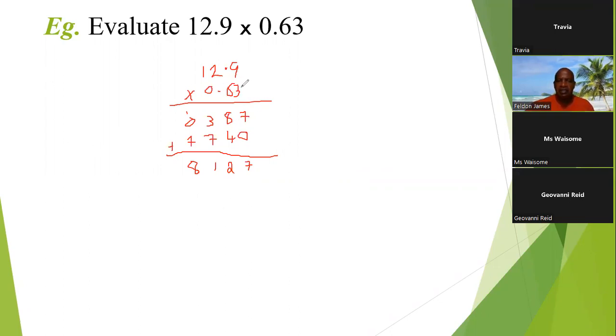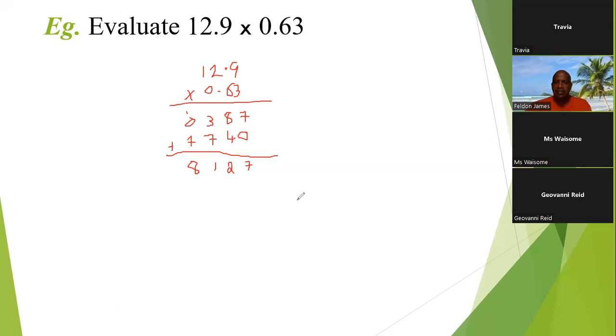Yes, because that's what we said. Your answer should take the total number of decimal places of the numbers that you're multiplying to get the product. So you're multiplying 12.9 times 0.63. Now how many decimal places come after the point of 12.9? We have one decimal place. For 0.63, we have two digits that come after the point, so we have two decimal places. So in total, we have a total of 3 decimal places.